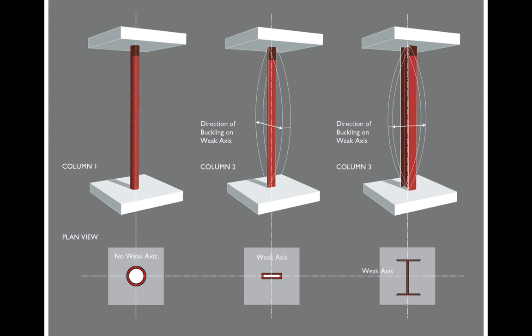The ideal shape, as we said, is on the left, column 1, which is a hollow round section. And you can see that both the flat bar in the middle and the attenuated wide flange on the right, those both have very distinct weak axes, and therefore we have to design the column for the weakest possible link. We're not taking full advantage of the material by doing that.